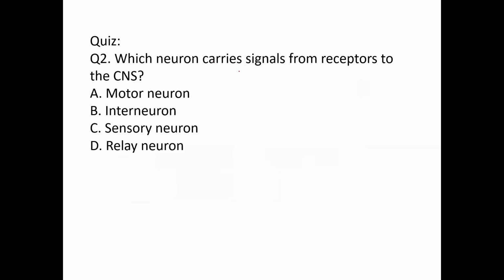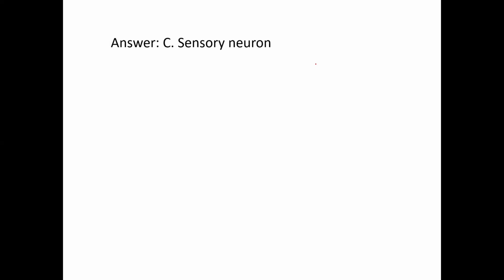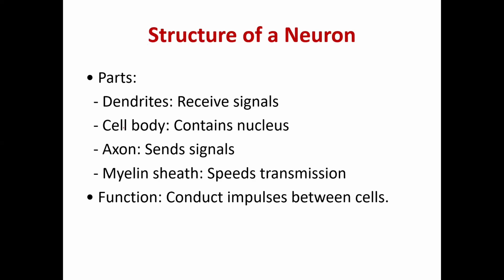Which neuron carries signal from receptors to the central nervous system? So, which kind of neuron helps to send the information to the central nervous system? It's a sensory neuron. Now let's come to the structure. Let's discuss each part of the neuron.